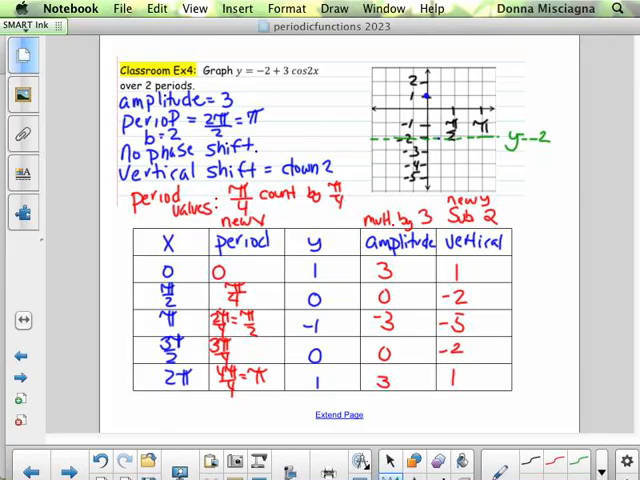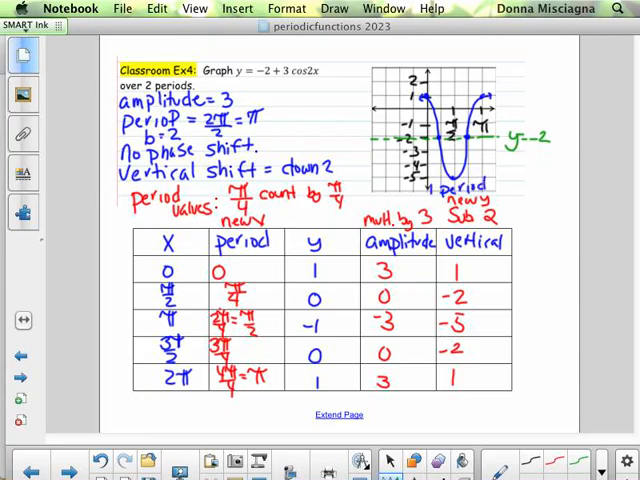Pi fourths, negative 2. Pi halves, negative 5. 3 pi fourths back to negative 2, the midline. And then we have pi, 1. So this is 1 period.